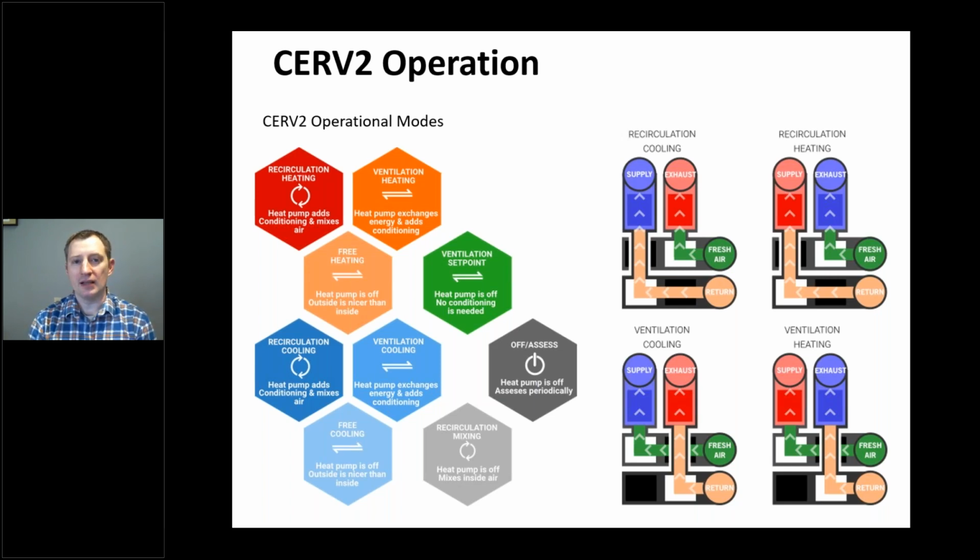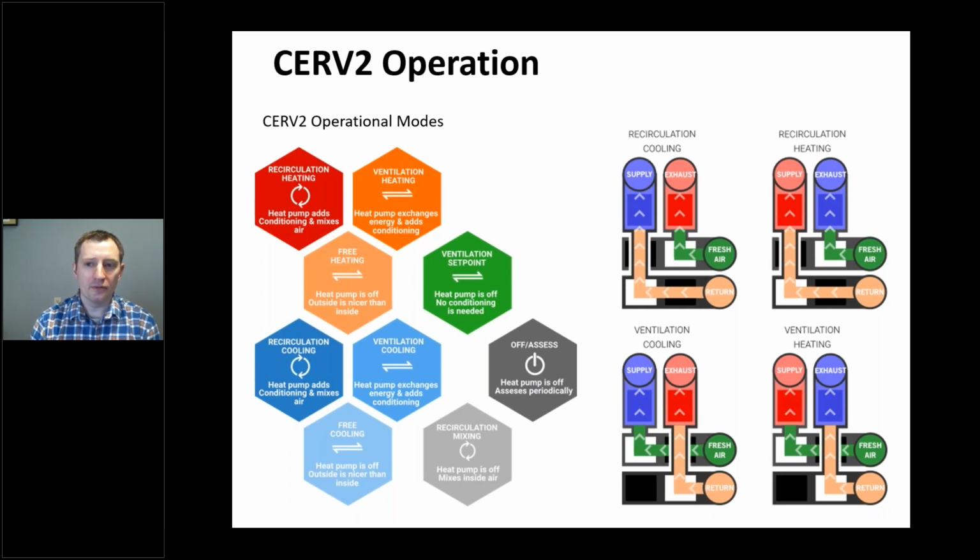Then it periodically has the fans come on to move air to update the readings to see if it needs to make an adjustment as far as either ventilation or recirculation, heating or cooling. As far as what's going on to give us these different modes of operation, the heat pump itself has a reversing valve, so we can switch that. That's what's doing switching between heating or cooling. And then there's a damper mechanism built in that's switching between the recirculation versus the fresh air ventilation modes. So that's what this schematic is trying to show here.